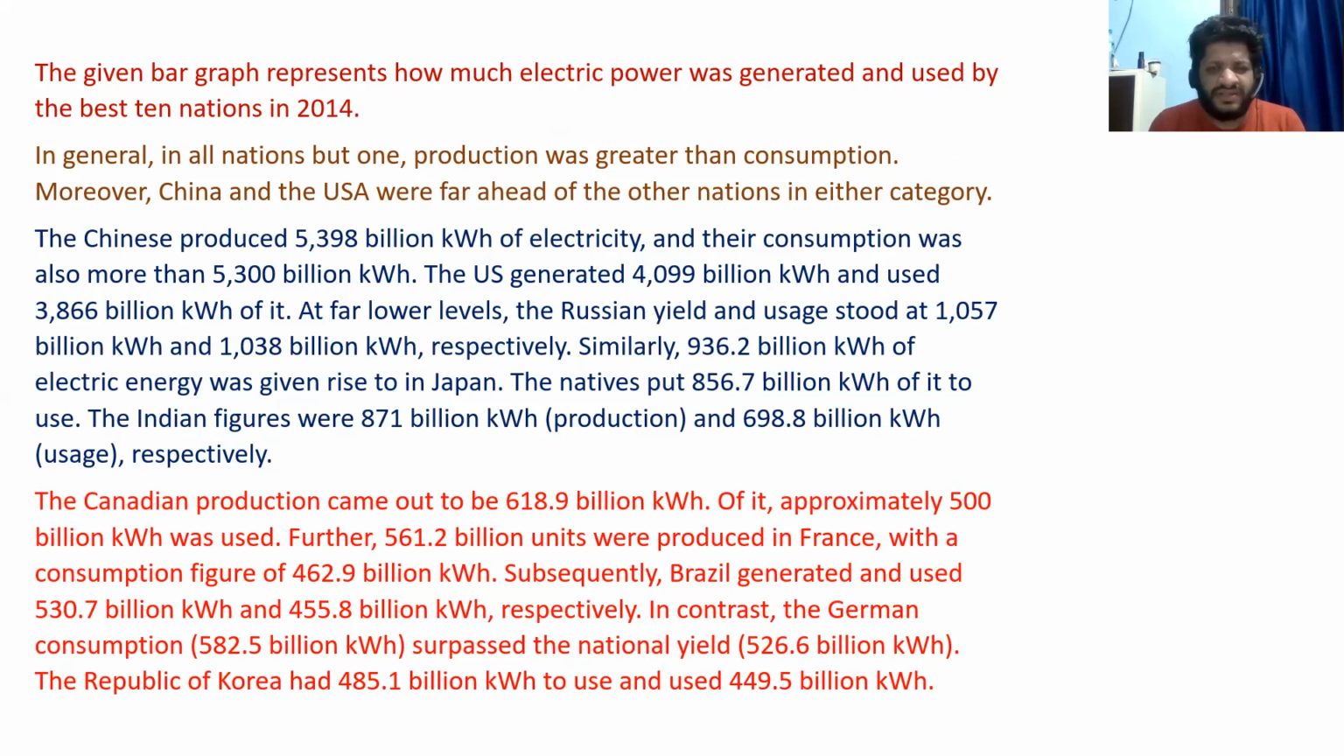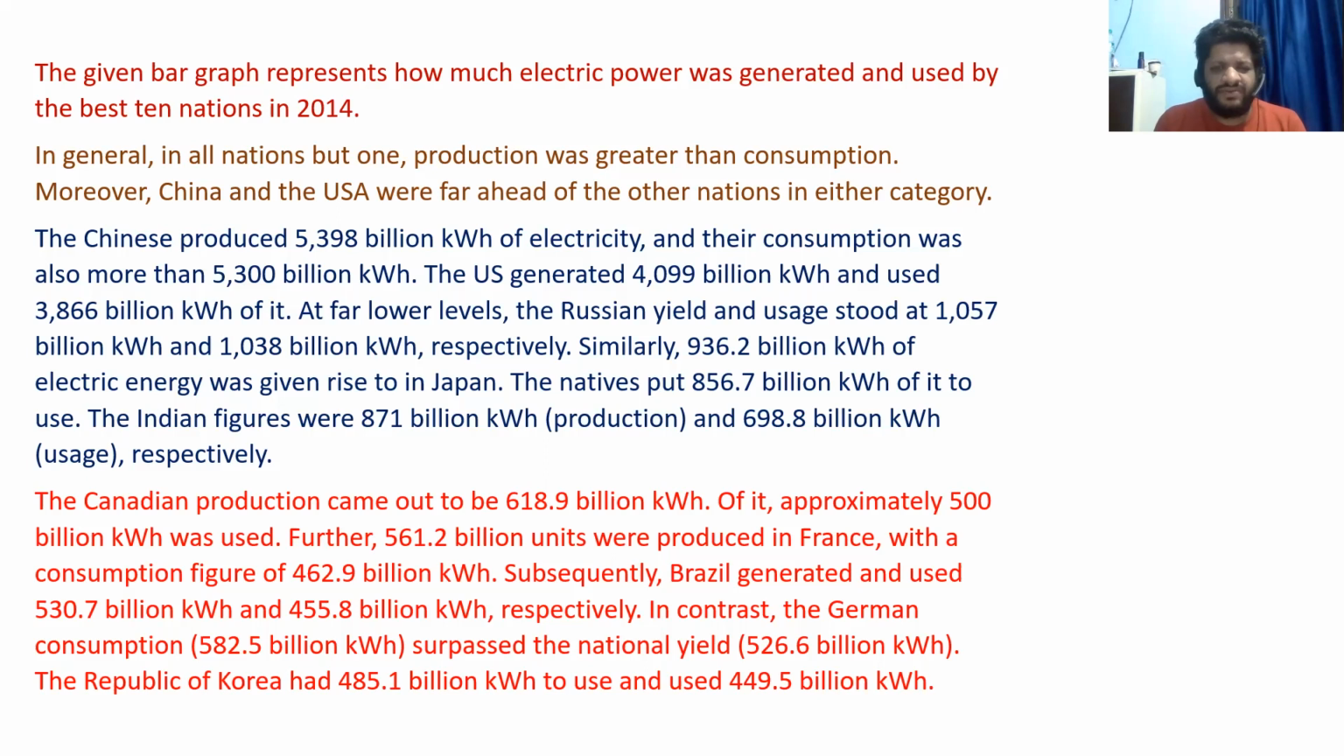At far lower levels, the Russian yield and usage, yield means production, and usage stood at 1057 billion kilowatt hours and 1038 billion kilowatt hours respectively. Similarly, 936.2 billion kilowatt hours of electric energy was given rise to in Japan. The natives put this much of it to use. The Indian figures were 871 billion kilowatt hours production and 698.8 billion kilowatt hours, which is for usage, respectively.